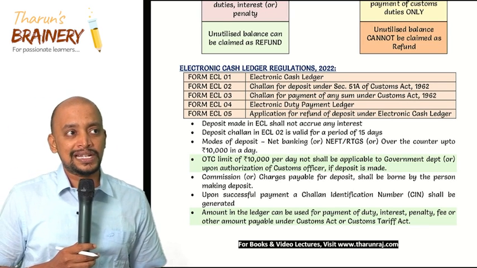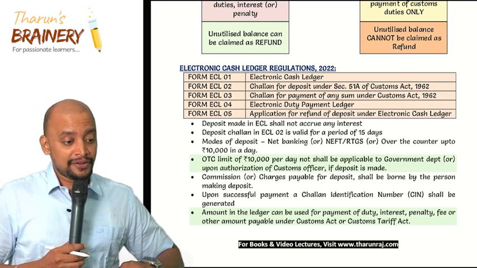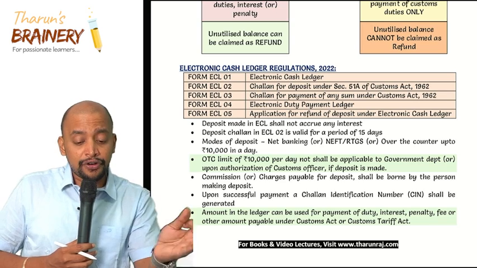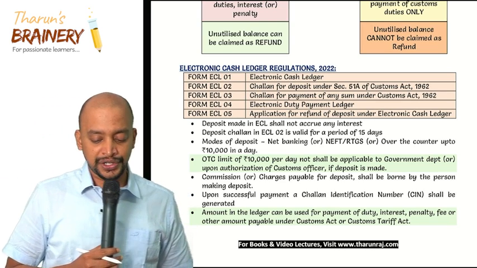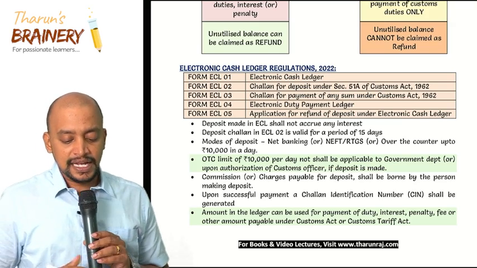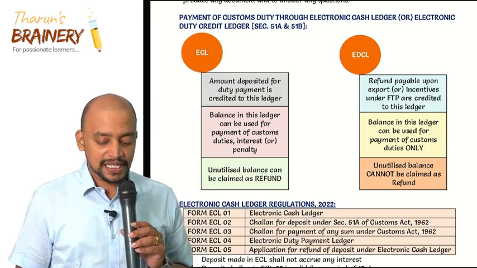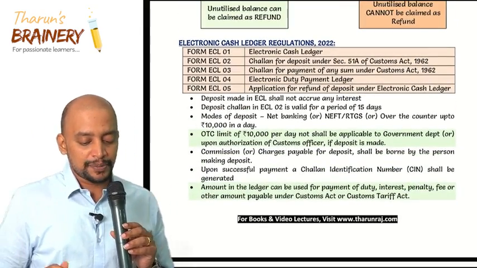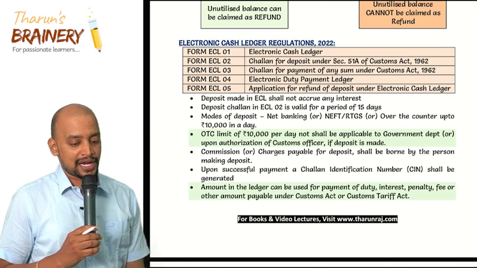So ECL 1 is cash ledger, ECL 2 is challan for deposit, ECL 3 is challan for payment, ECL 4 is electronic duty payment ledger, and ECL 5 is application for refund of deposit. Because whenever we have some excess balance in the cash ledger, we can get it as a refund, right? So for that purpose, application for refund of deposit under electronic cash ledger.